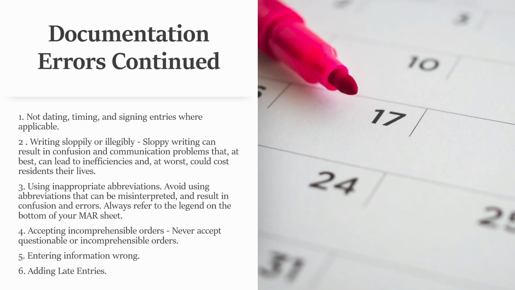3. Using inappropriate abbreviations. Avoid using abbreviations that can be misinterpreted and result in confusion and errors. Always refer to the legend on the bottom of your MAR sheet. 4. Accepting incomprehensible orders. Never accept questionable or incomprehensible orders. 5. Entering information wrong. 6. Adding late entries.